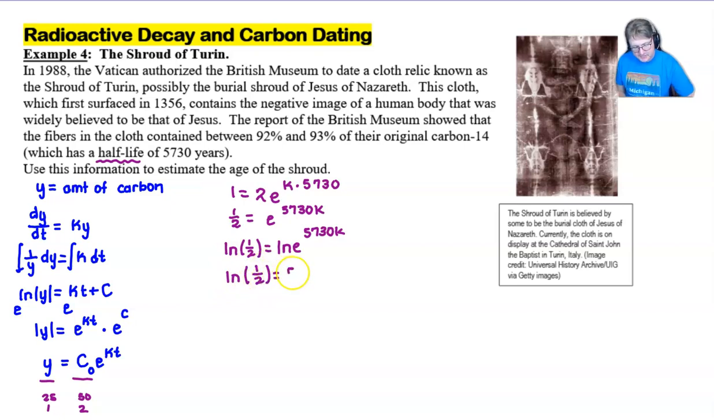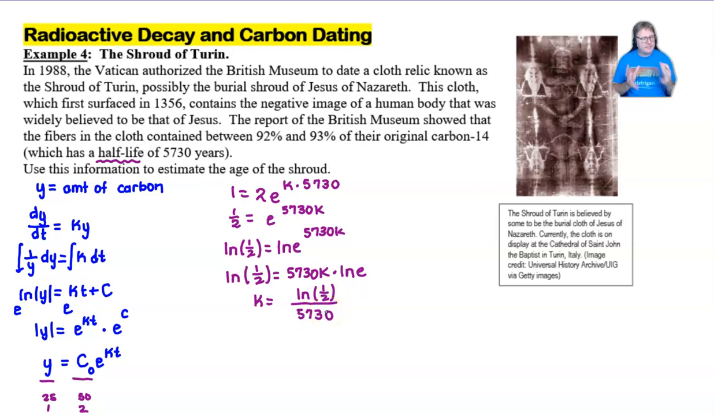So we'd have natural log of a half as 5730k times the natural log of e. And at this point, some of you might even be astute enough to say, well, I'm not going to write down the natural log of e because it's just equivalent to 1. And so it's essentially going to go away. And then when we solve for our k, if we want to leave this as precise as we possibly can, you could say that it's natural log of a half divided by 5,730.